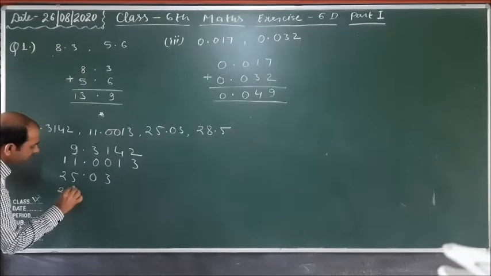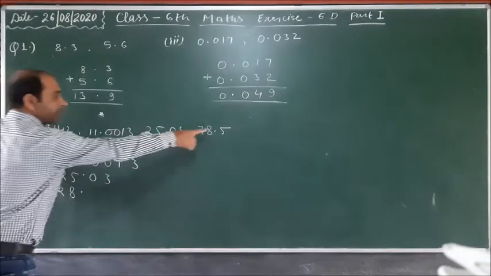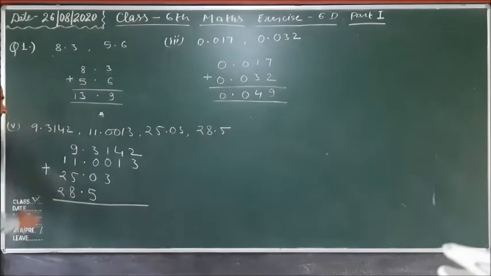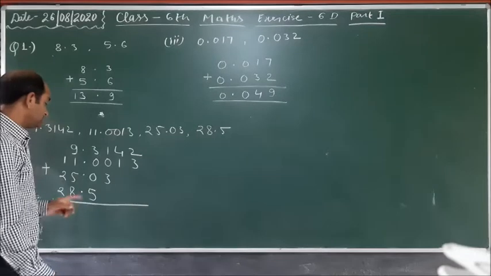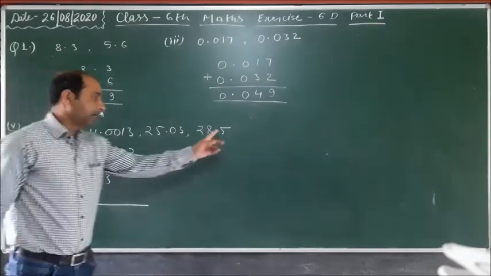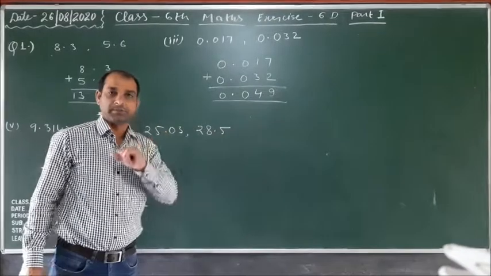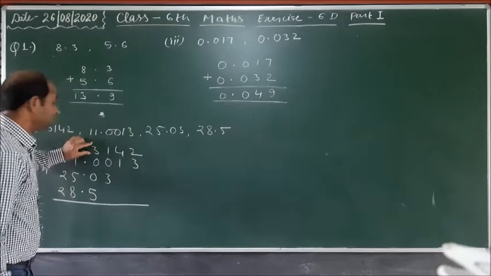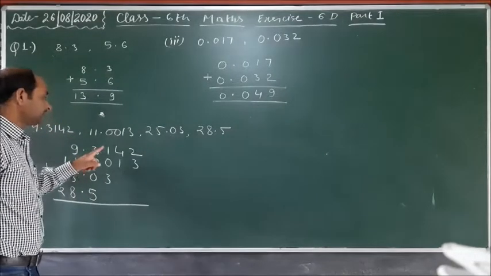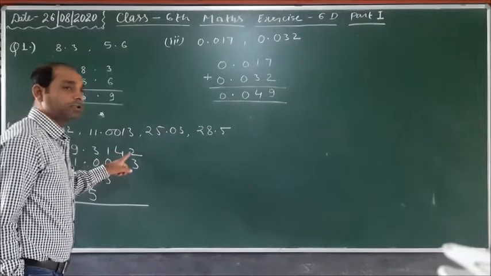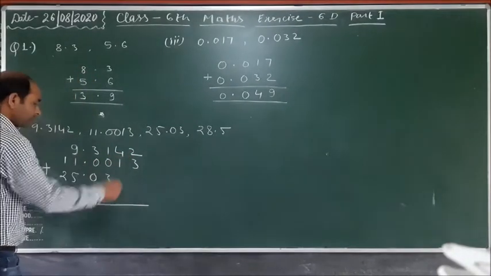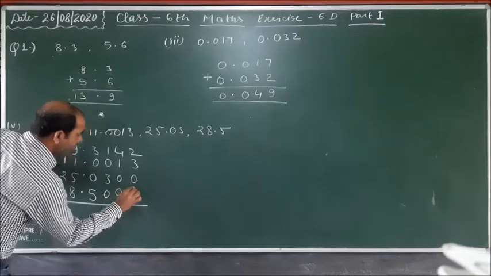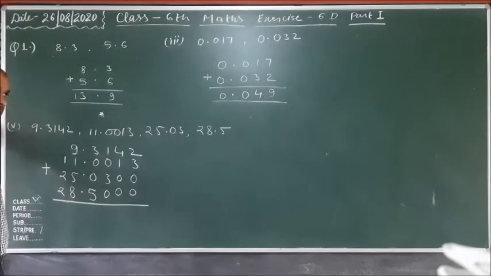28.5. 5 we write here. Then we do not write here. Why? Because this is in the 10th place. 5 is after decimal, only one decimal place. So we write it under the 10th place. 10th, 100th, 1000th, 10,000th. Now you can also write 0 here, because this is a like decimal number.